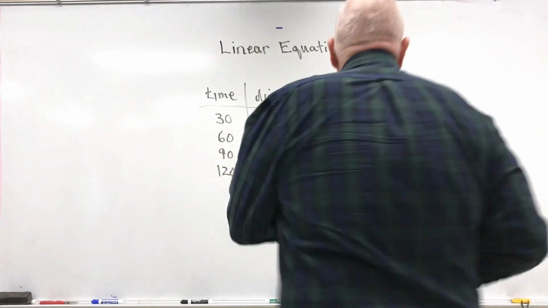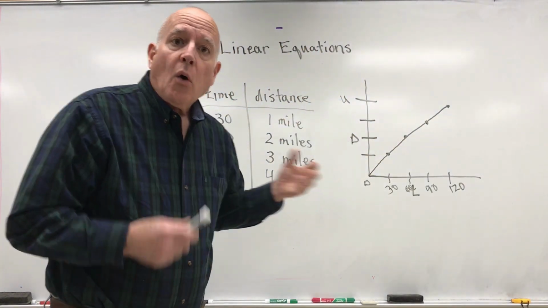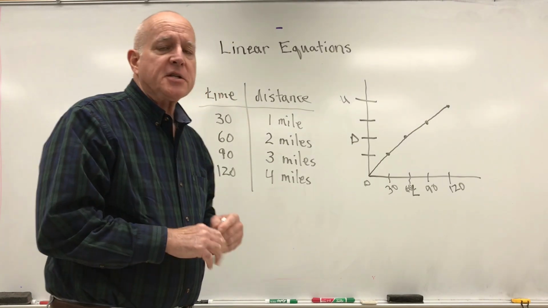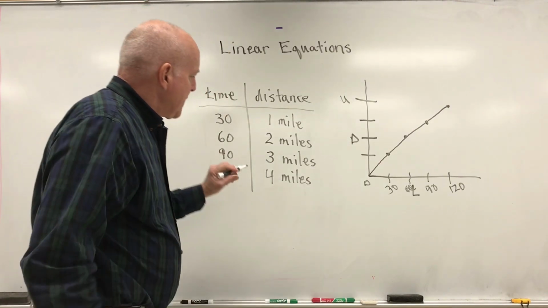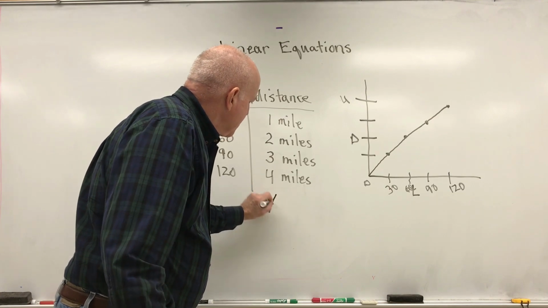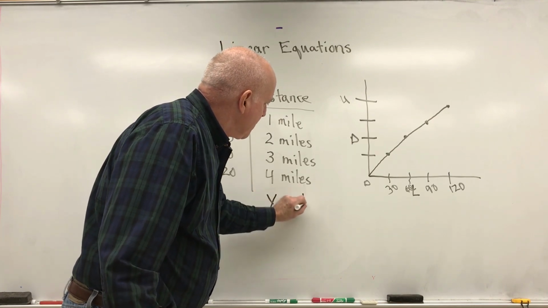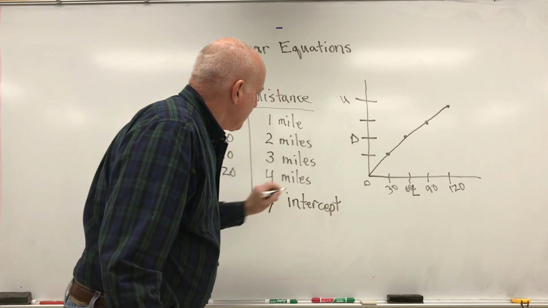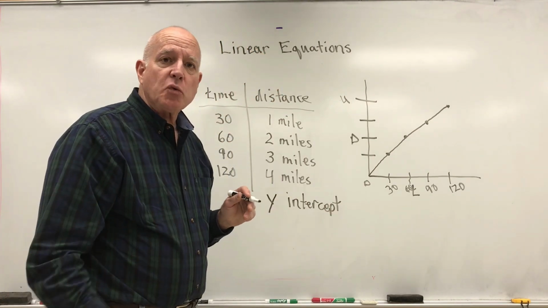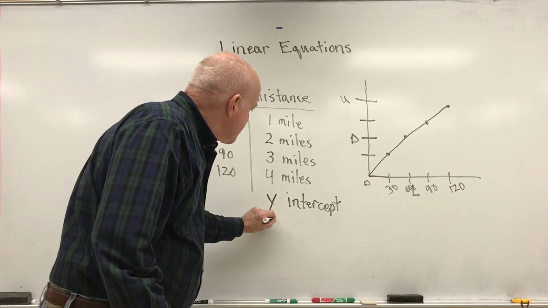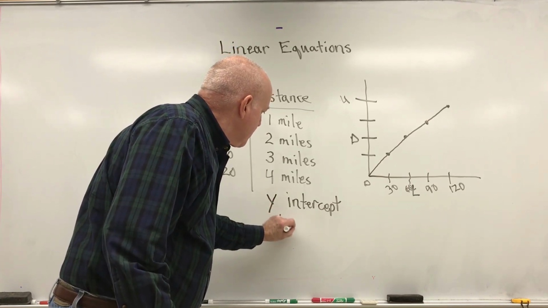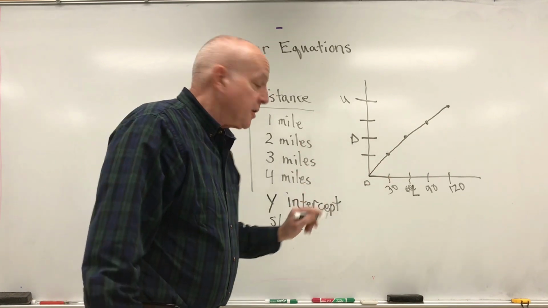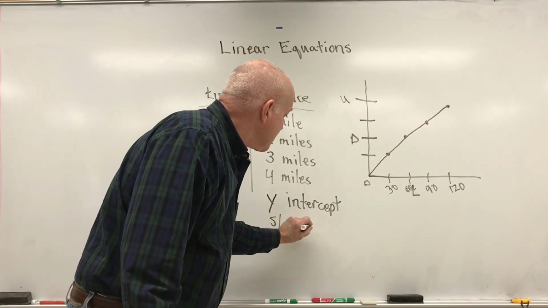Now, when we're looking at this linear equation, we're going to be interested in 2 or 3 different specific pieces of information. One is going to be, what place does it cross the y-axis? We call that the y-intercept. And then the second piece of information we're always going to be interested in is the slope. That is, how far up does it go for every unit that it goes over? All right, so the slope.